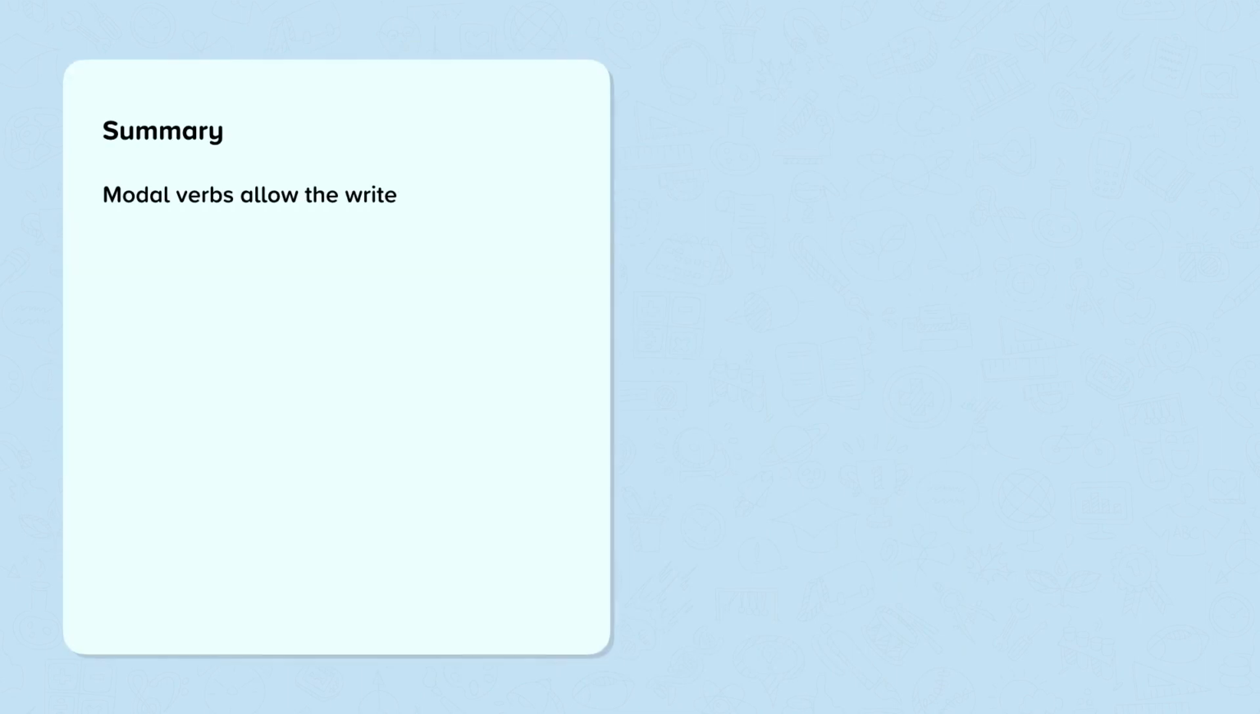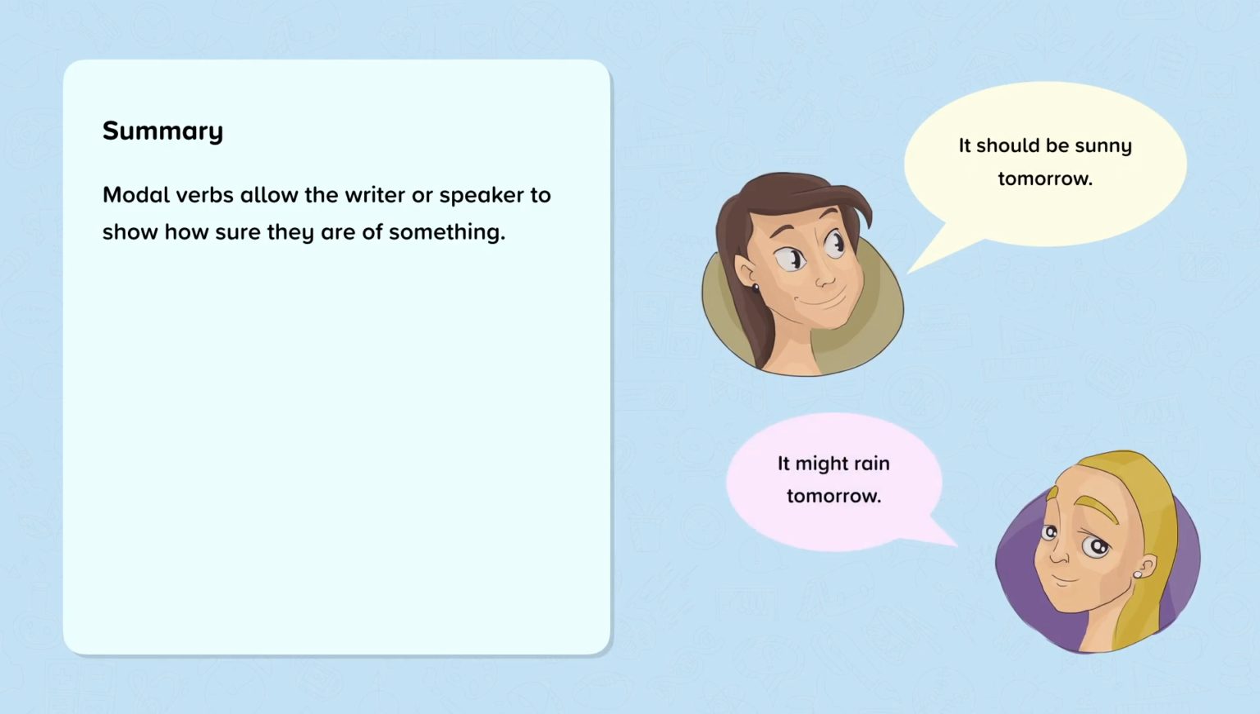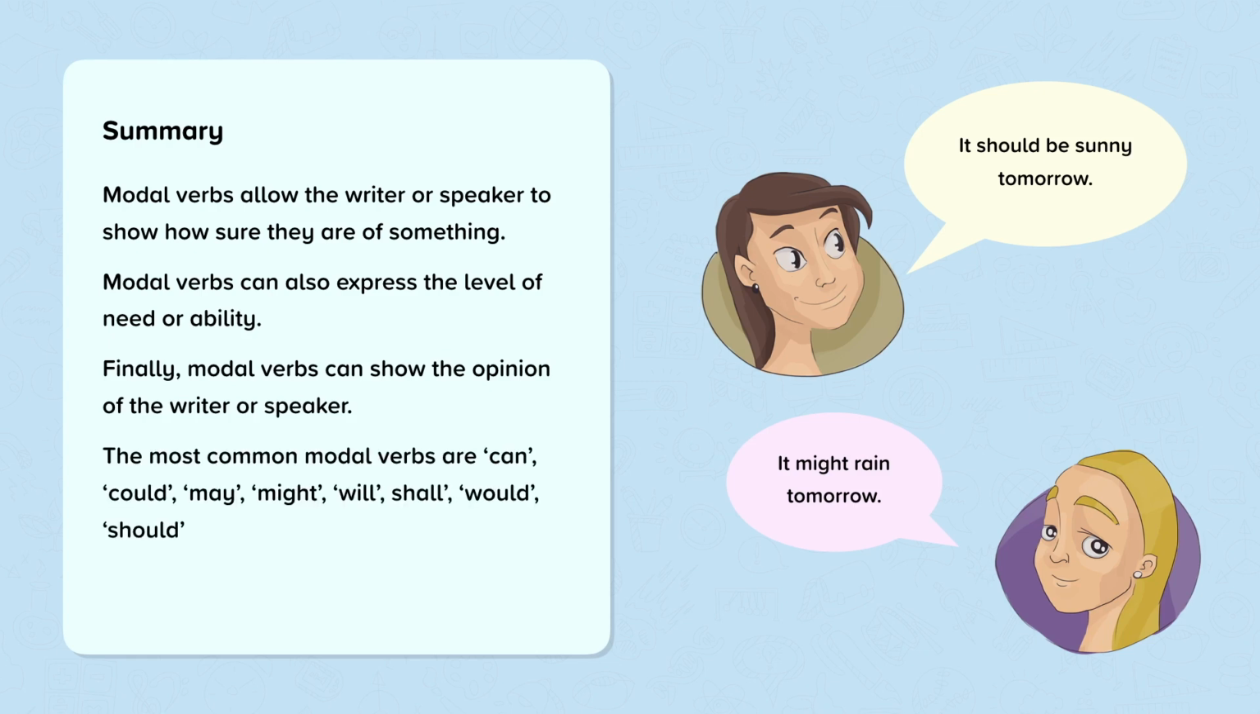In summary, modal verbs allow the writer or speaker to show how sure they are of something. Modal verbs can express the level of need or ability. And finally, modal verbs can show the opinion of the writer or speaker. The most common modal verbs are can, could, may, might, will, shall, would, should, and must. And you should show modality in your writing.